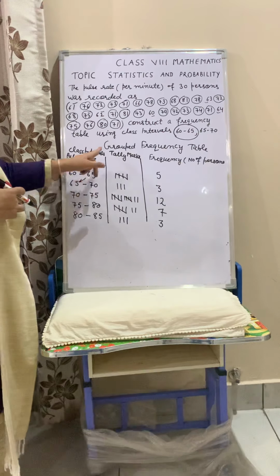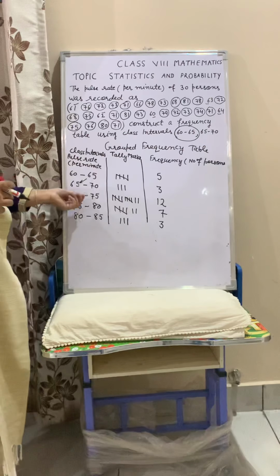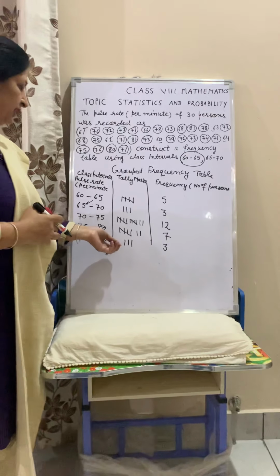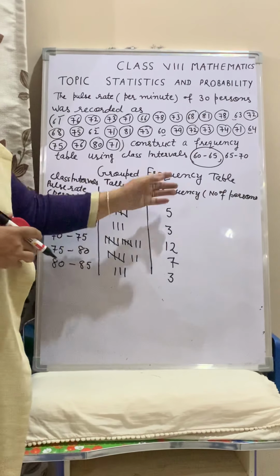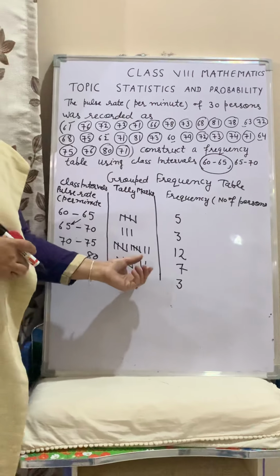From the continuous distribution table, you will draw the histogram. The graphical representation of a continuous grouped frequency table is called the histogram.